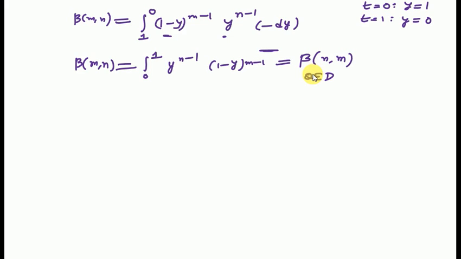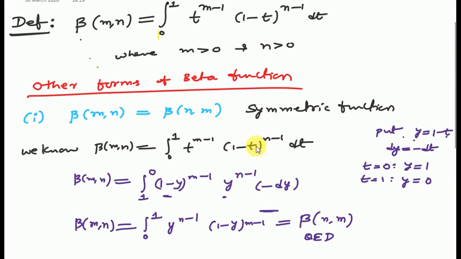So what we have started here, we have proved the beta function is a symmetric function. Okay, so very simple to prove. So what I have taken here is the definition of the beta function. After taking the definition, I just substituted y is equal to 1 minus t and dy is equal to minus dt, and the limits, very clearly mentioned here.